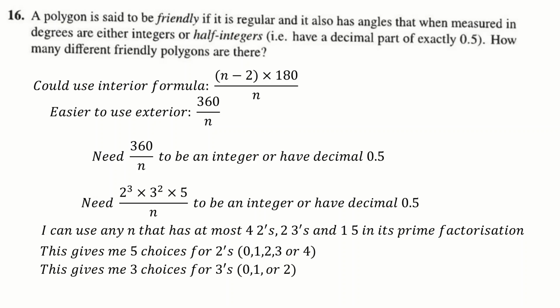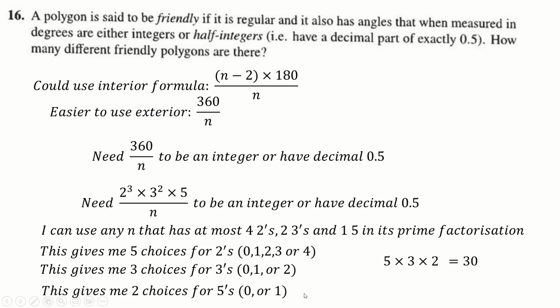Likewise, you can have 3 3s, and you can have 2 5s. Either 0 of them or 1 of them. You can't actually have 2 5s. You've got 2 choices for the 5s, I should have said. So we do 5 choices times 3 choices times 2 choices for 30 choices in total. So that is almost the answer.